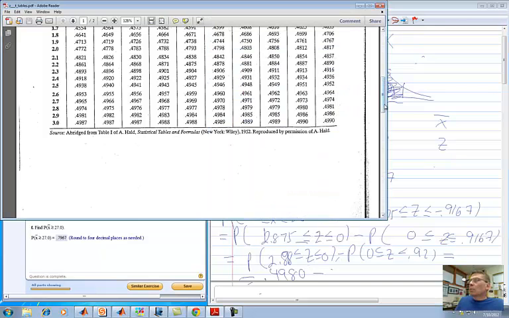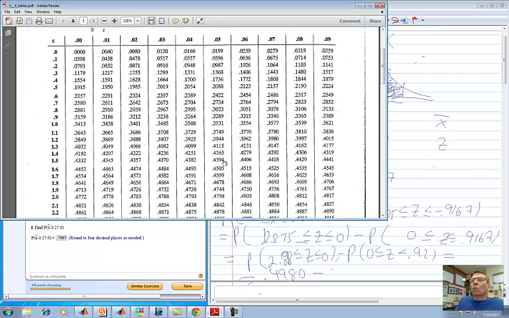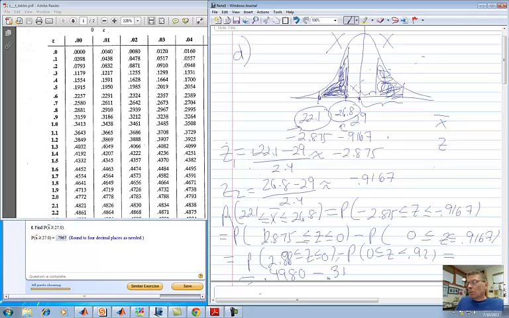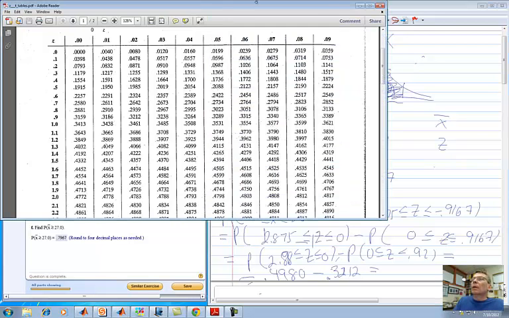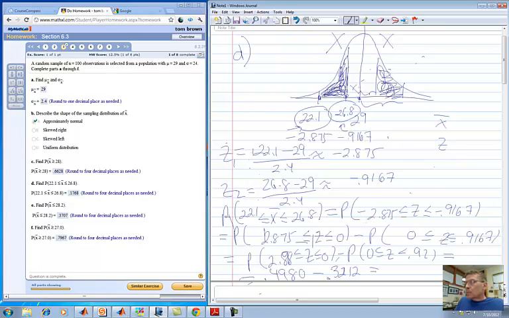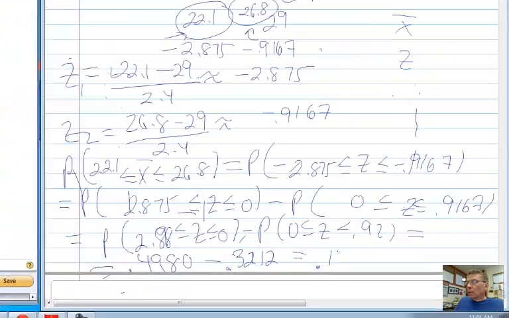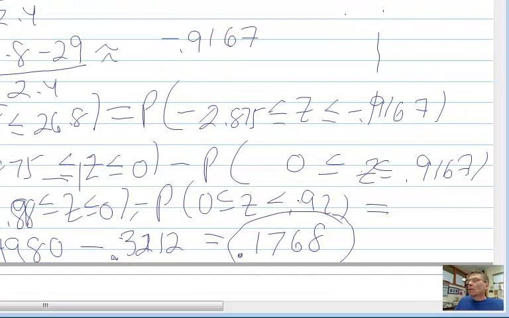0.4980 minus, 0.92 over here, which is right there, which is 0.3212. And if we subtract those, we should get the final answer over here, 0.1768. So the amount of area up here is 0.1768. So what this tells us is that if we select a sample of size 100 and we calculate the average of that sample, the probability that that value will be between 22.1 and 26.8 is approximately 0.1768.